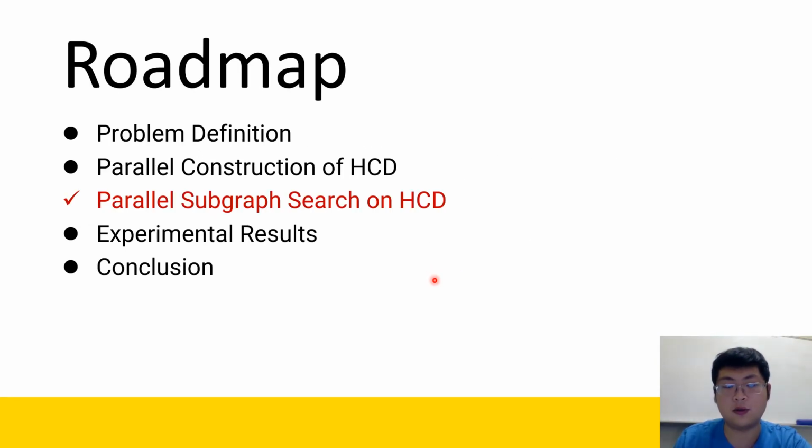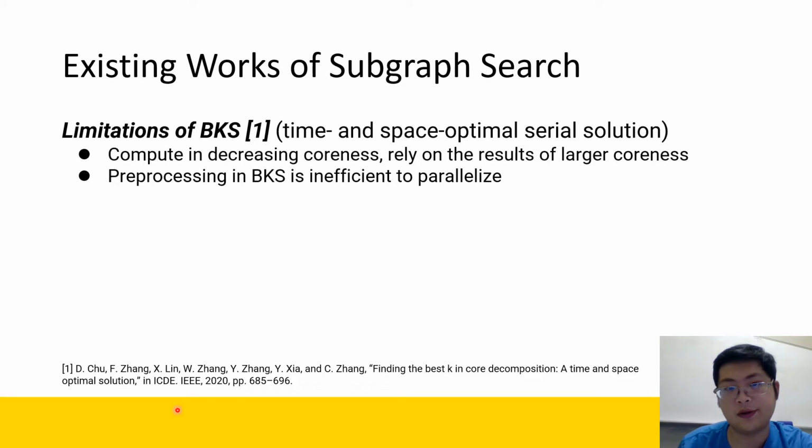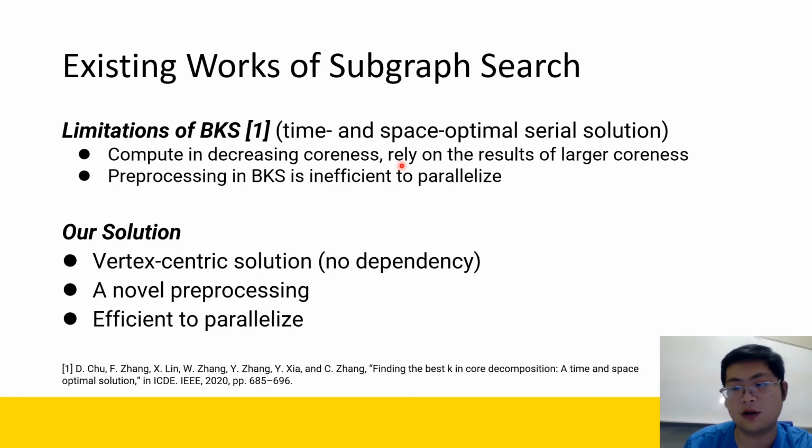And then we talk about parallel subgraph search on HCDE. Here are the existing works of subgraph search. The first is BKS, and it computes in decreasing coordinates, and it relies on the results of larger coordinates. And the pre-processing in this algorithm is inefficient to parallelize, so this is the limitation, and we want to overcome them. Therefore, in our algorithm, we design a vertex-centric solution, and there is no dependency on data, and we design a novel pre-processing. Overall, our algorithm is efficient to parallelize.